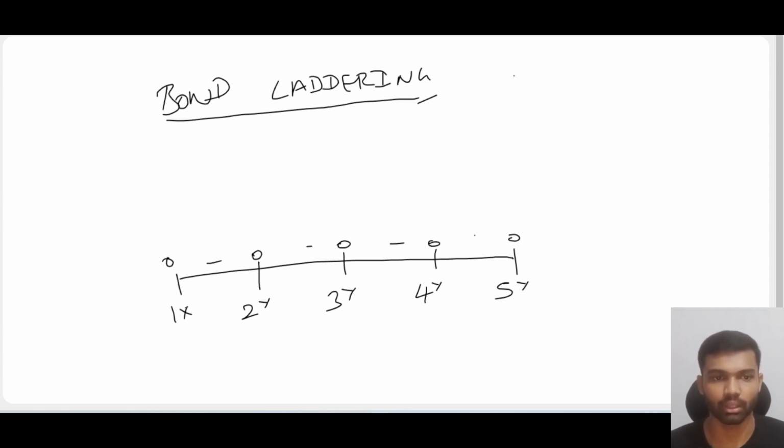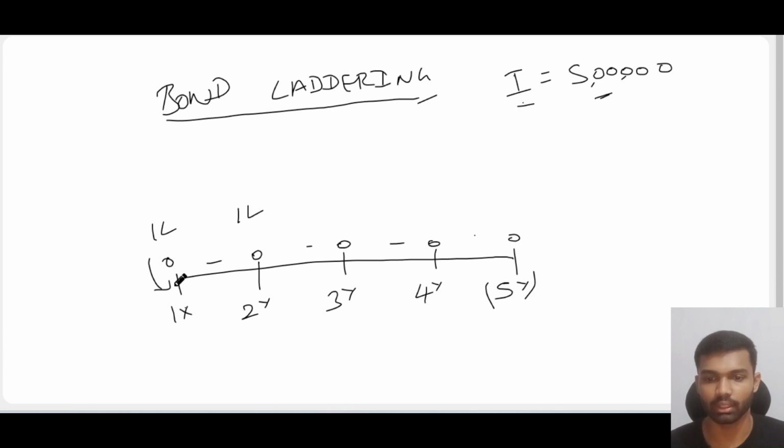Now let us assume we have an investment value of 5 lakh rupees. As per Graham's rule, an individual investor should not hold a bond with a maturity of more than 5 years, so I'm considering a 5 year maturity. We divide the 5 lakhs into 5 parts of 1 lakh each, and invest 1 lakh in a bond which has a maturity of 1 year, 1 lakh with a maturity of 2 years, another 1 lakh with a maturity of 3 years, and so on till 5 years. That is bond laddering.